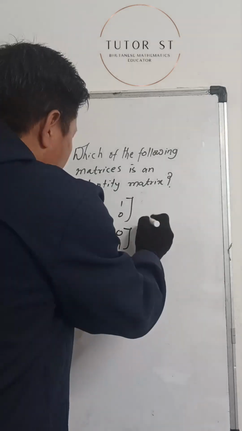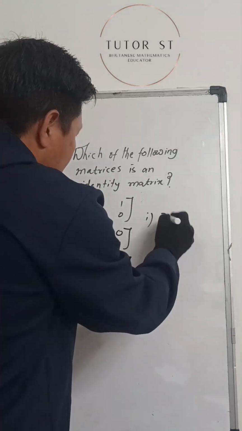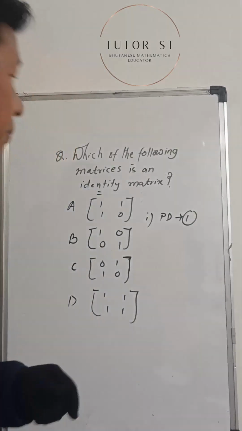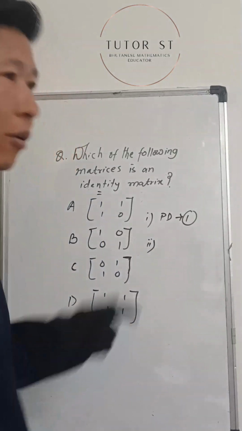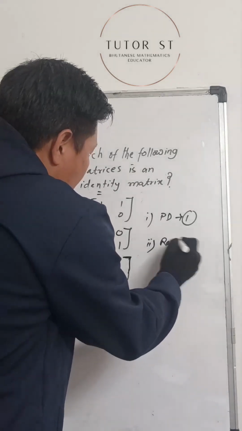First condition is all the elements along the principal diagonal must be 1. And the rest of the elements which are not along the principal diagonal must be 0.